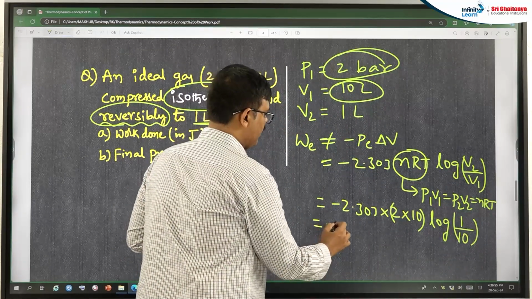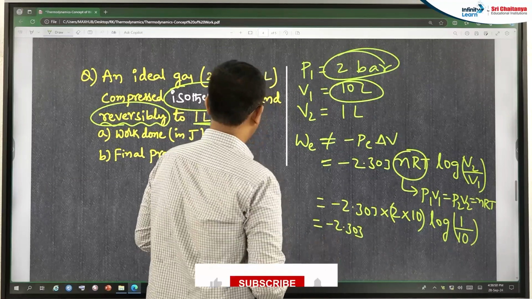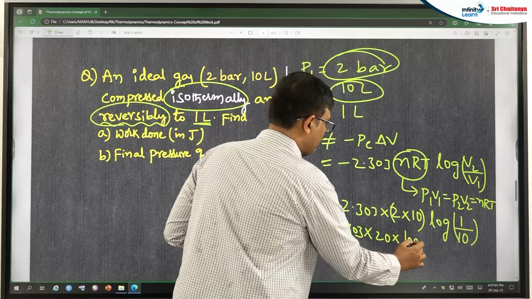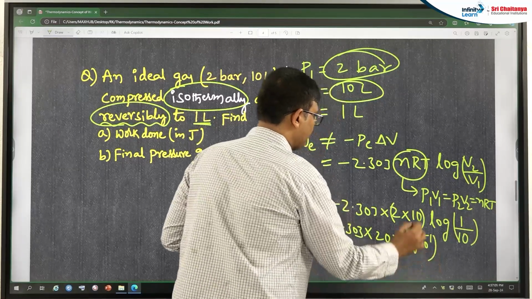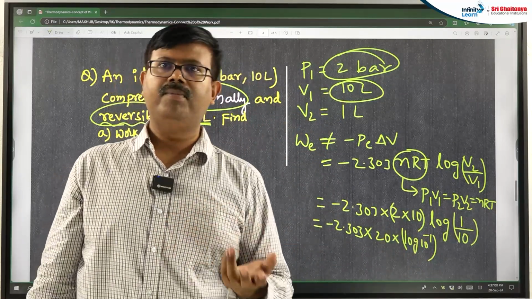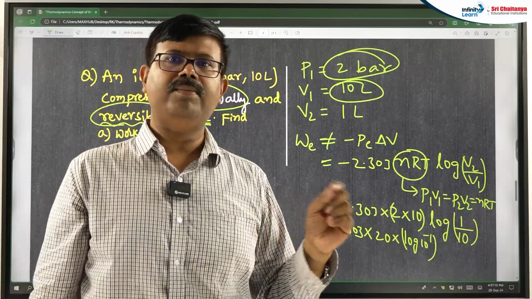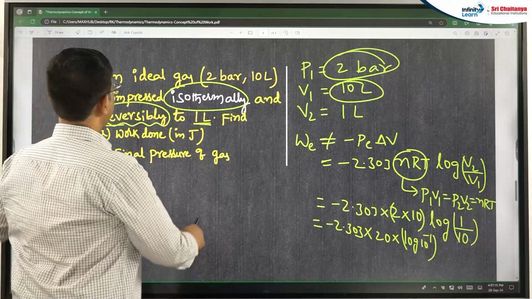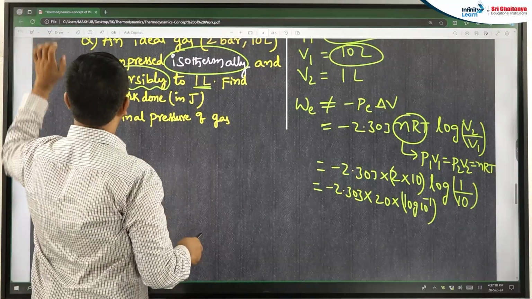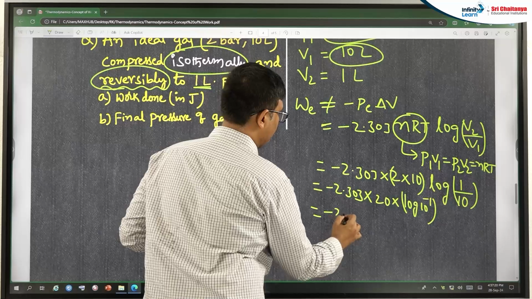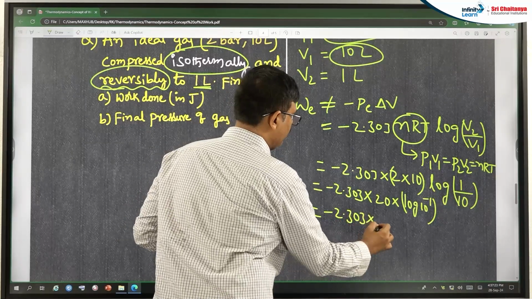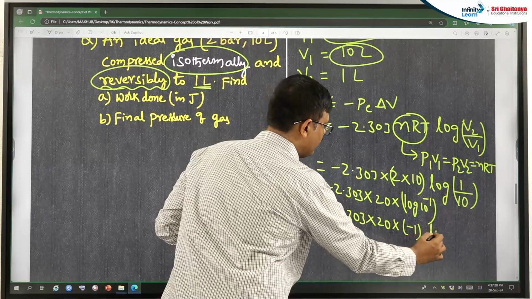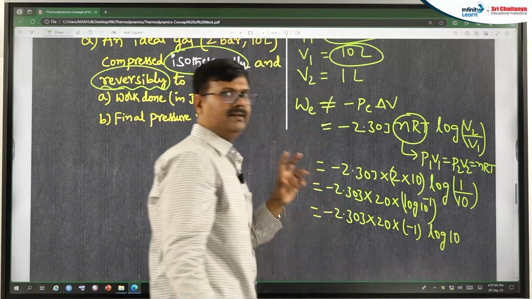And this you can write as minus 2.303 into 20 into log 10 power minus 1. 1 by 10 you can write as 10 power minus 1, and in log 10 power minus 1 you can bring that minus 1 to the front side. So minus 2.303 into 20, and minus 1 into log 10. Log 10 value is 1.